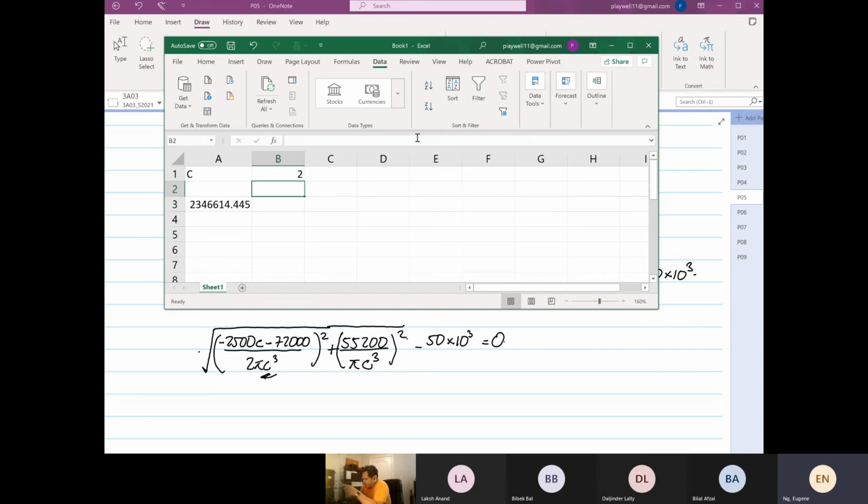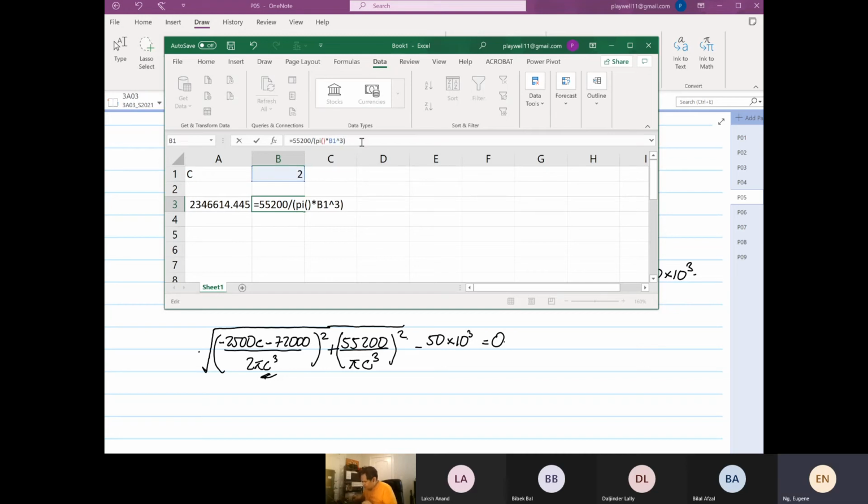I get a difference. So hold on, 2500 times 2 plus y72 123 divided by 2 divided by shift pi divided by 2 power 3 squared. 2346. Yep, I got the same. Okay, then the next term is equal to 55200 divided by pi, and then times by c power of 3.